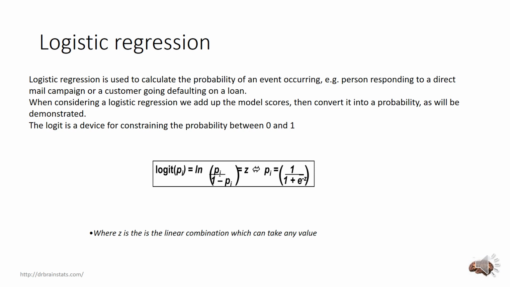And now, logistic regression. Logistic regression is used to calculate the probability of an event occurring. For example, a person responded to a direct mail campaign, or a customer defaulted on a loan. When considering a logistic regression, we need to add up the model scores, then convert it into a probability, as will be demonstrated.